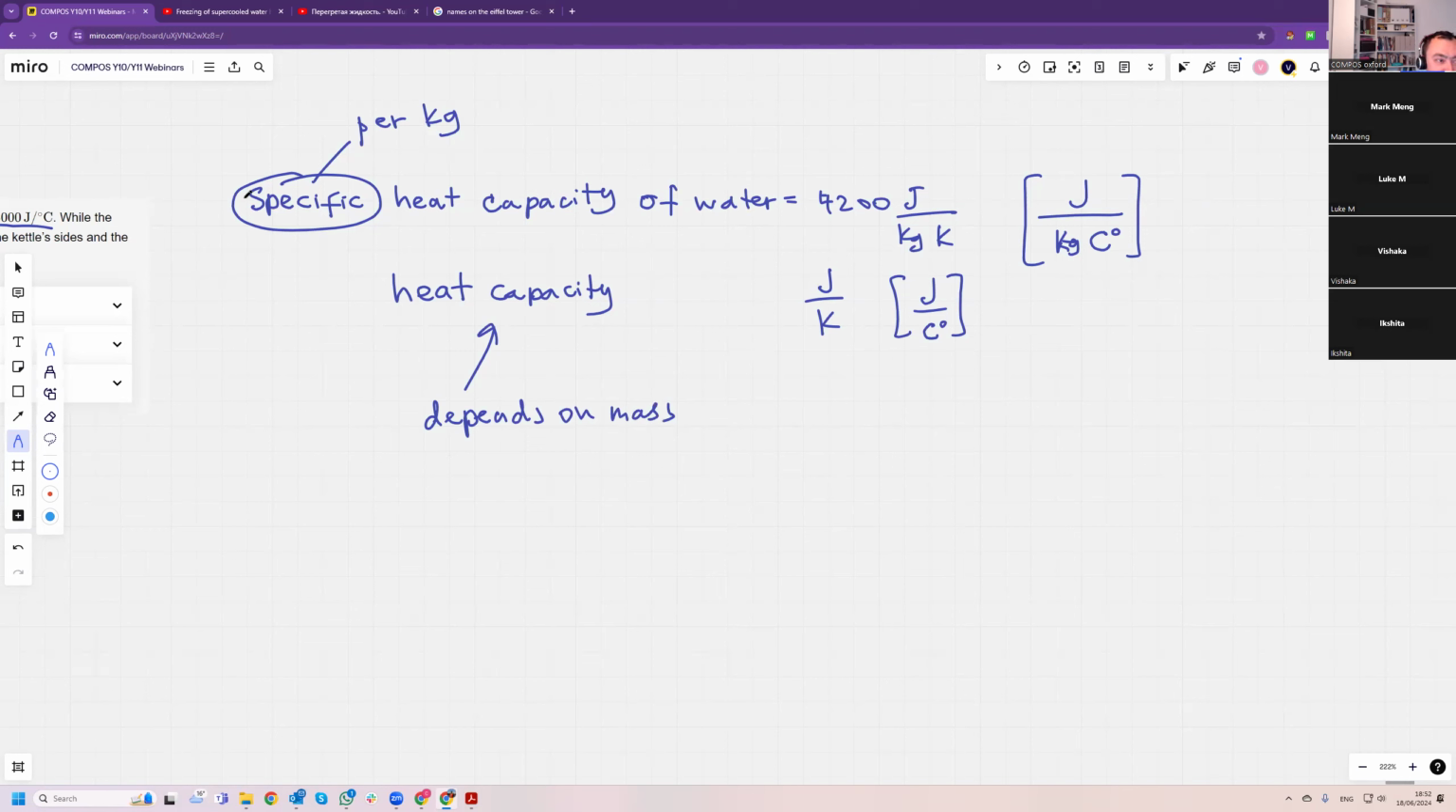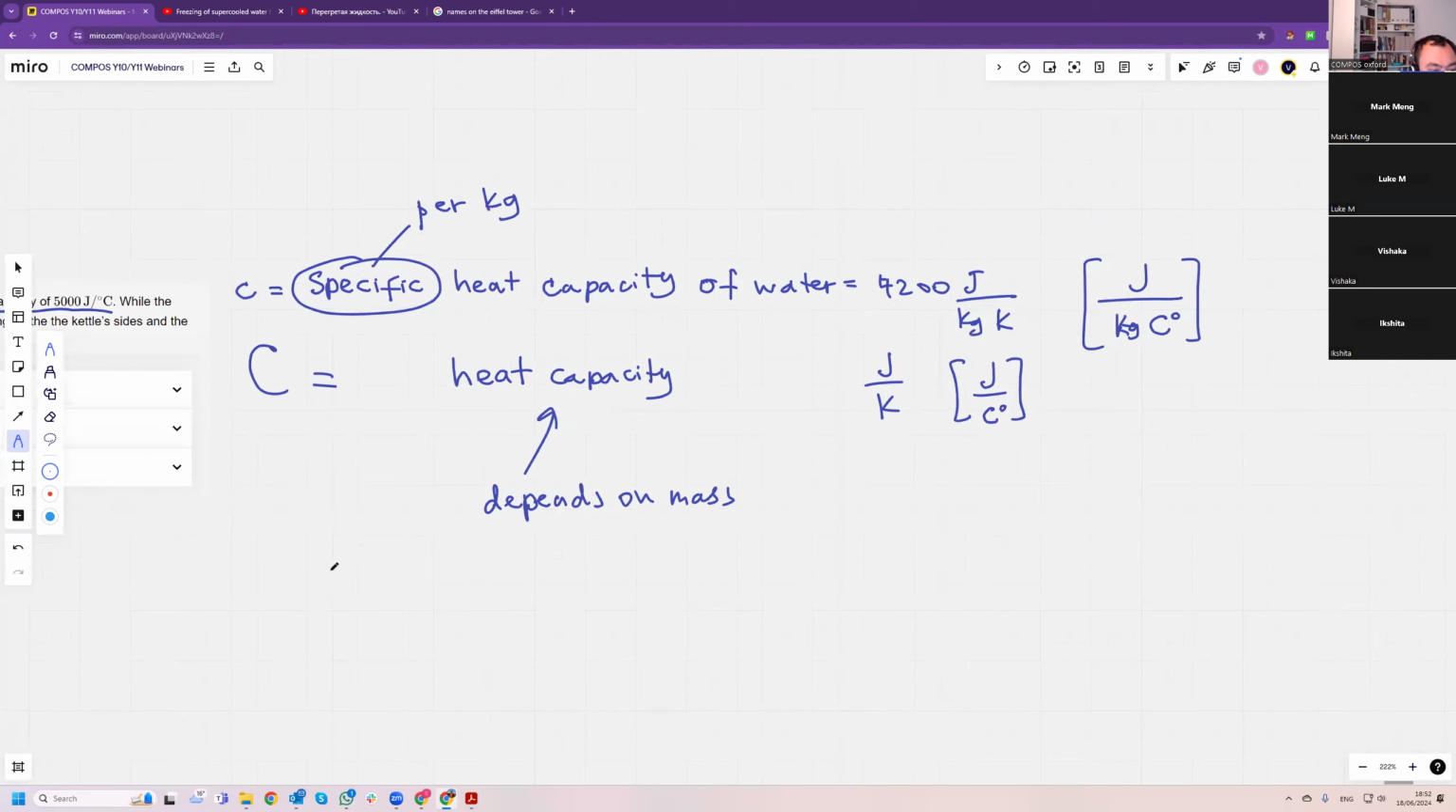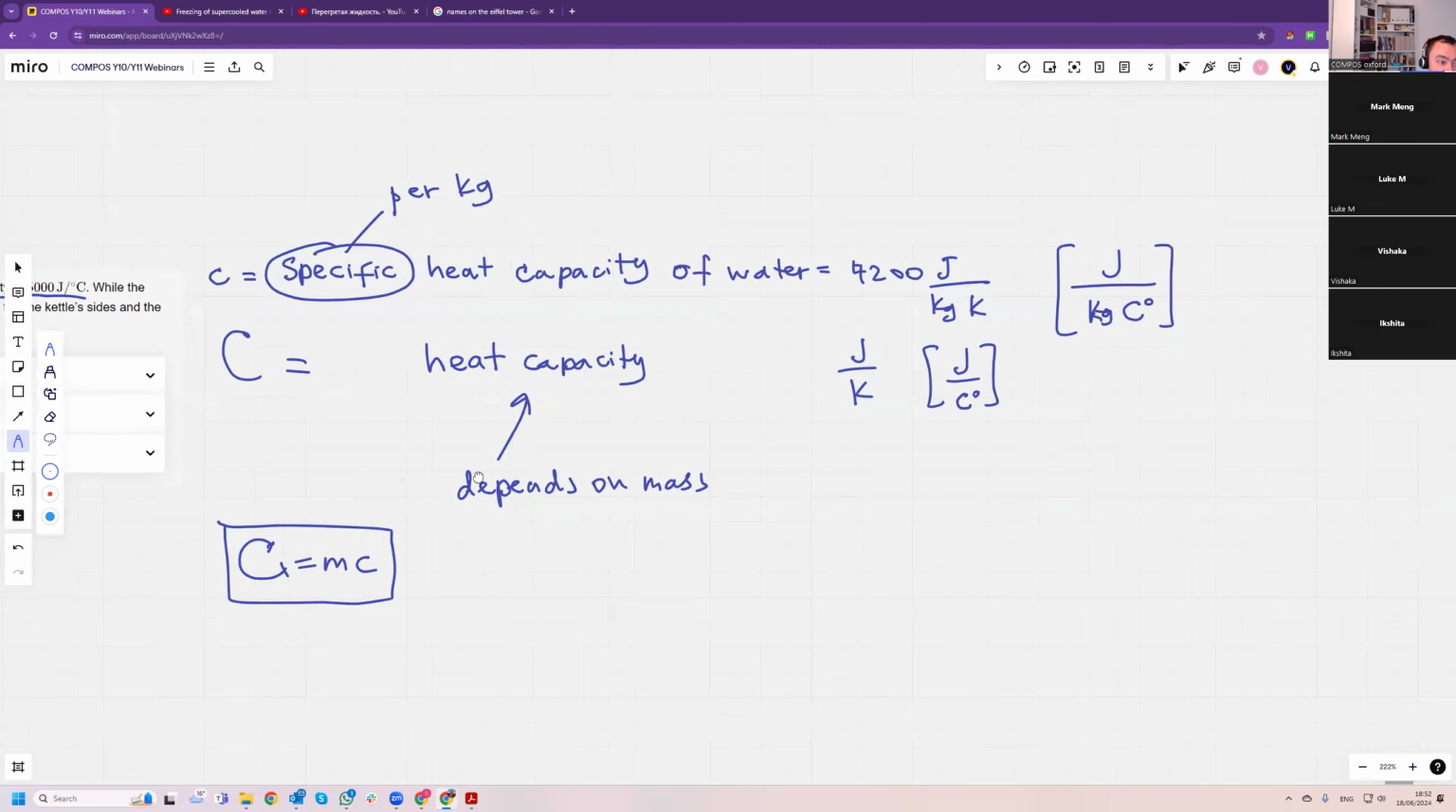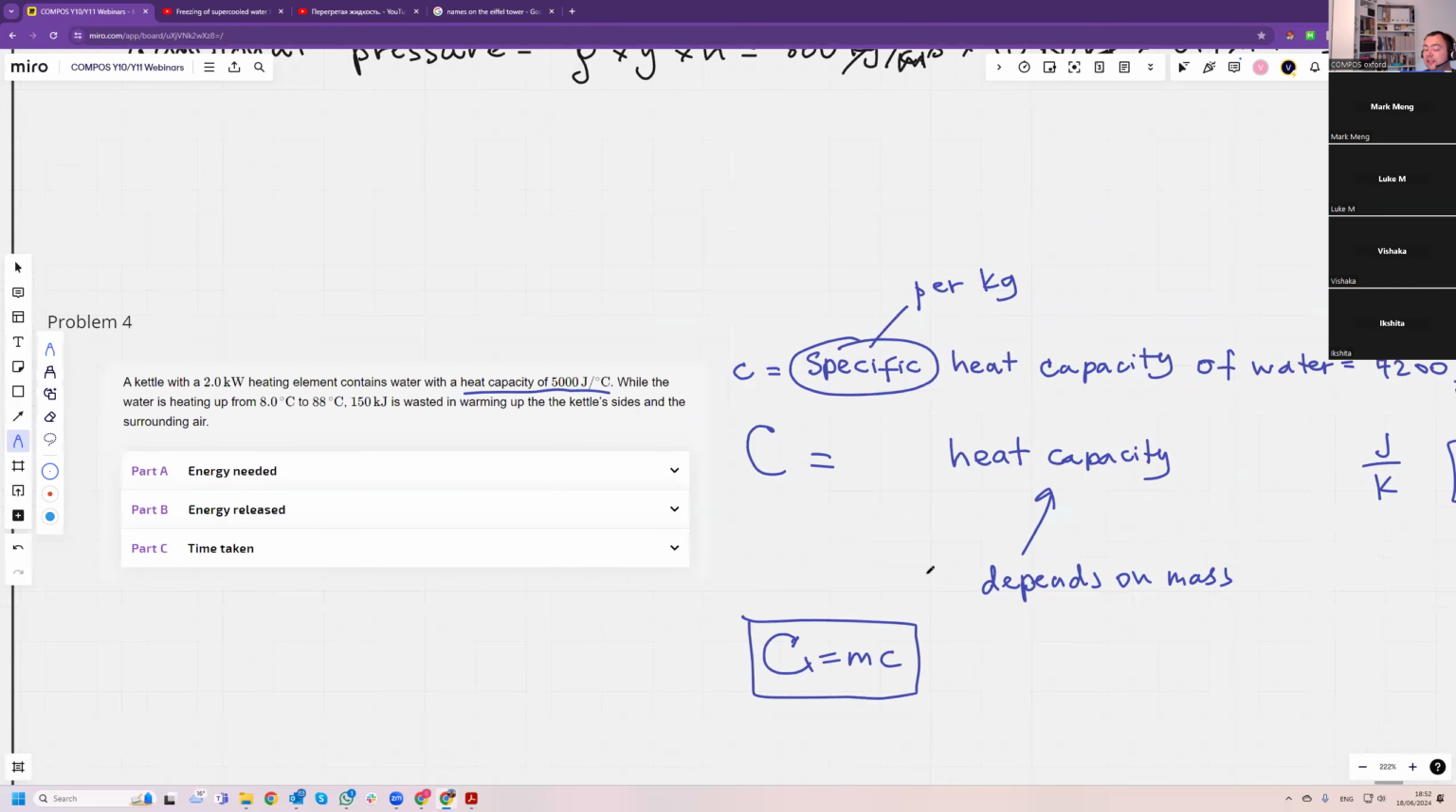Heat capacity, so capital C, versus small c, specific heat capacity. The heat capacity is usually large C, and there is an expression that C is mc. Capital C, heat capacity, is mass times specific heat capacity. So just keep in mind that these are different things. Heat capacity is how much energy you need to heat something.